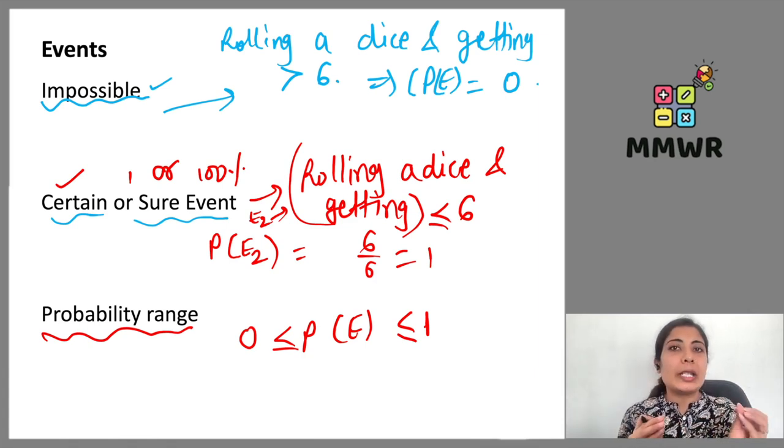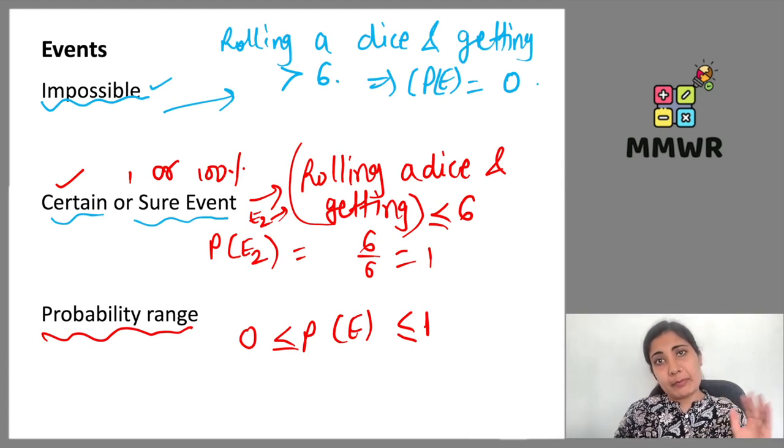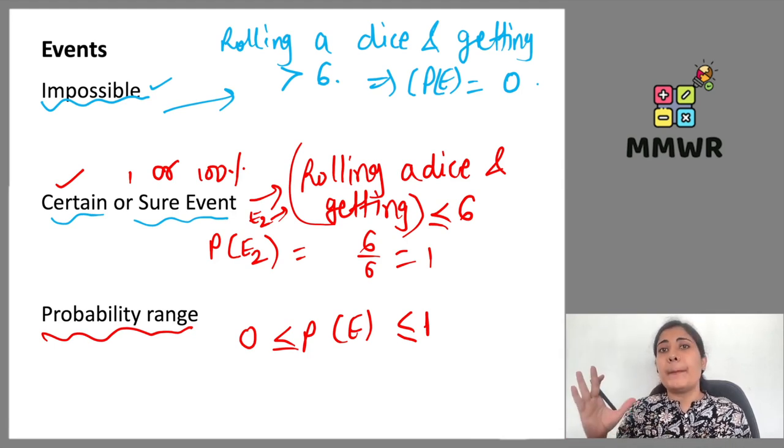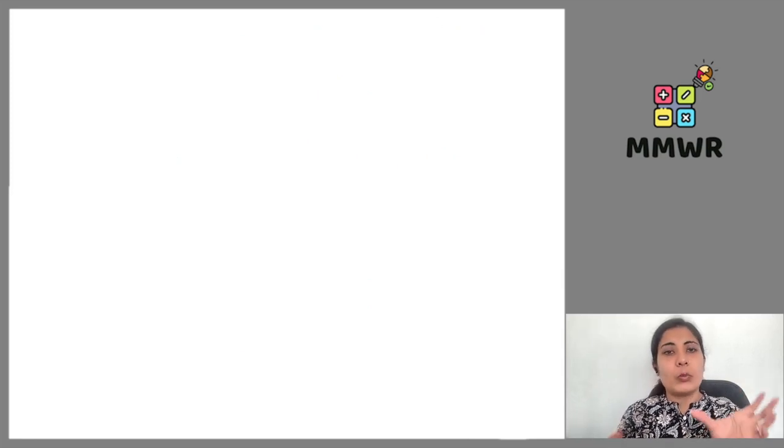We want such a number which should be greater than 0 and smaller than 1, right? So probability value will always lie between 0 and 1, because we have seen both the cases. Impossible can be 0, negative can never be, and maximum it can vary till 1. In between 0 and 1 there are multiple rational numbers which can be considered here: 1 by 2, 1 by 3, 1 by 7, 1 by 6, 1 by 9, 5 by 7, whatever it is. So probability range always depends on these two numbers, 0 and 1. It will always lie in between 0 and 1.